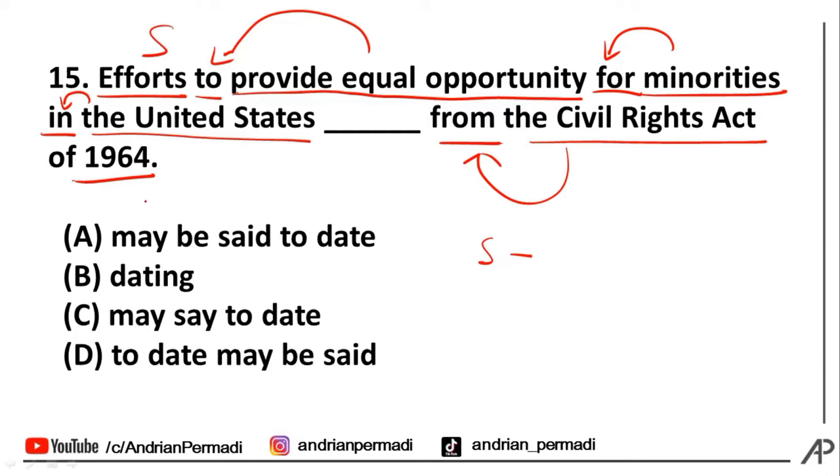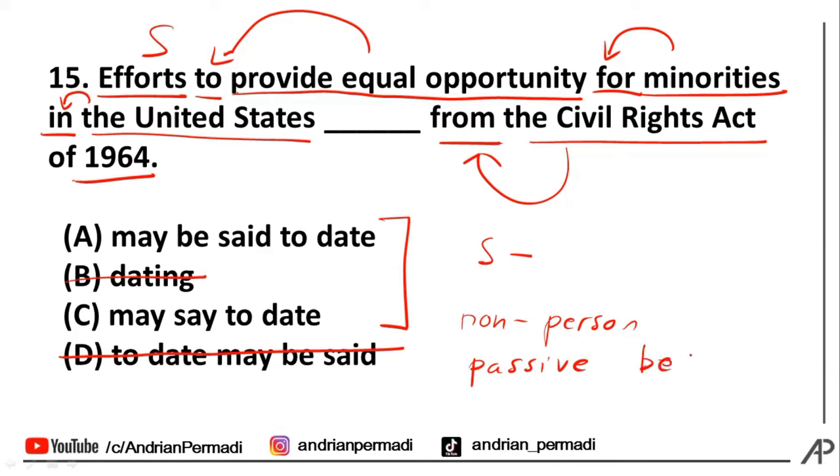There are several verbs here. Let's try to omit dating, as dating is not a verb. And to date may be said, to date is not a verb, an infinitive verb. It is not in that form. So we are left with two choices, A and C. Now, in a TOEFL test, there is a tendency that if the subject is a non-person subject, such as efforts, most of the time the structure of the sentence would be in the passive form. And the passive form formula is where we locate be plus past participle or the third form of verbs. Now, be and past participle can only be seen in A. Therefore, the answer is A.